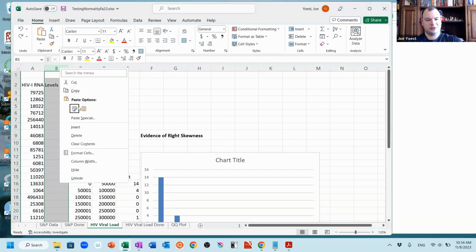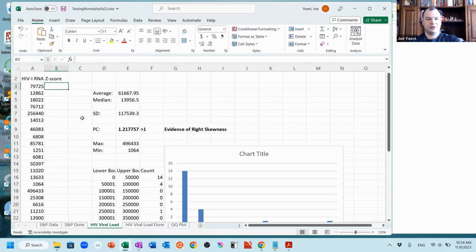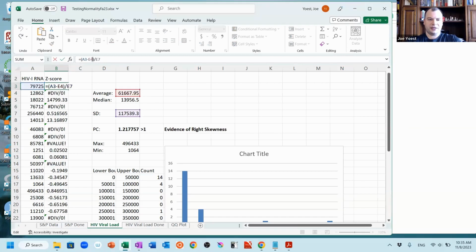Maybe the other thing that I'll do is compute a z-score for each of these and see how many 2 sigma or 3 sigma events we have in a sample of size 20. So what do I want to do for a z-score? I want to take my data value minus the mean, all divided by the standard deviation. Oh, I forgot to lock my mean and standard deviation cells. So lock the mean, lock the standard deviation, but do not lock the data value, because that's what I do want to change.